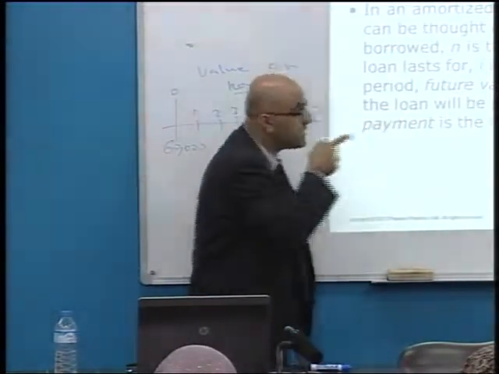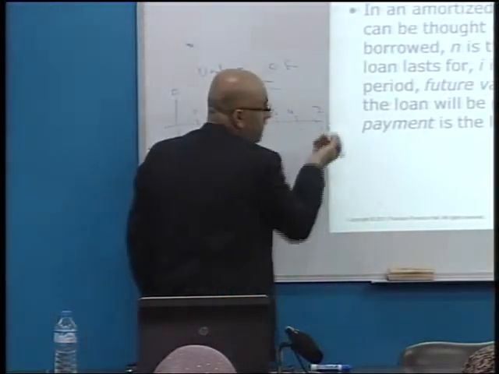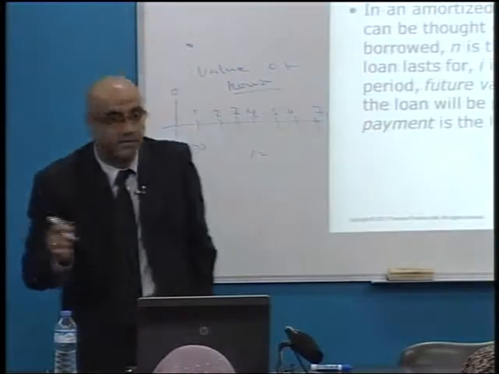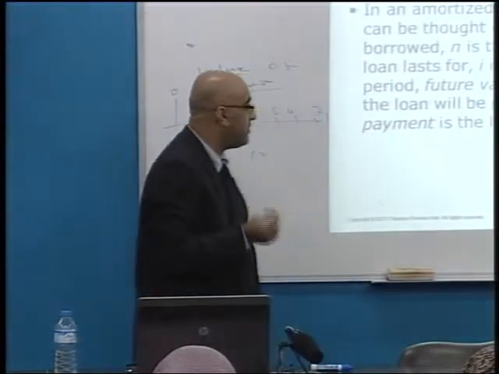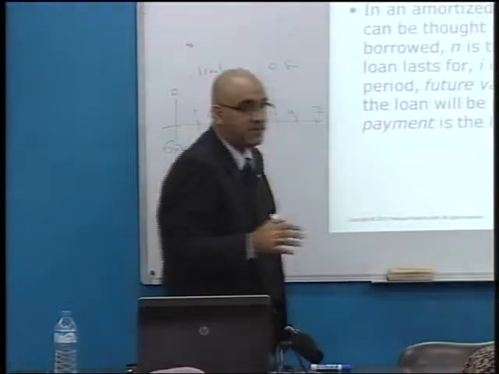Future value takes on 0, as I explained to you, because at the end of the period you are paying off all of the due payments. So the loan will be paid off after n periods. And payment is the loan payment that is made.